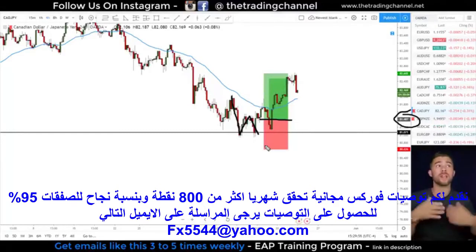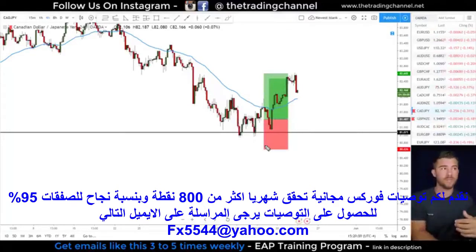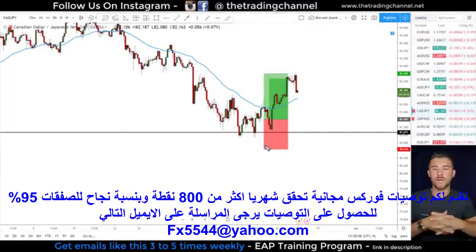But in this case, we did use a form of a double bottom in order to enter this trade. Now, a lot of traders, teachers, and gurus on YouTube and other places will tell you, just buy when you see a double bottom for a reversal and sell when you see a double top. I promise you, if you buy every double bottom you see, you're going to lose money. If you sell every double top you see, you're going to lose money.